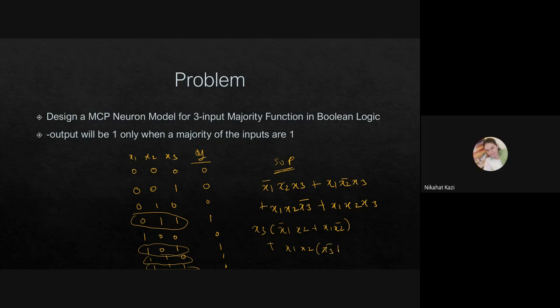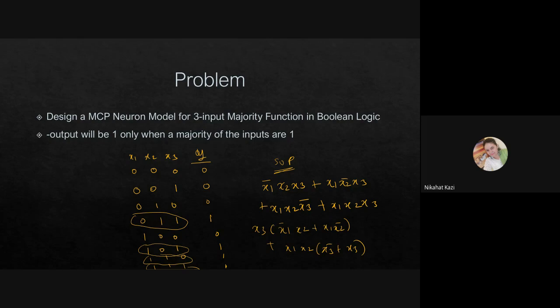x3 bar plus x3. What is x3 bar plus x3? It is 1, right? Always true. Can you simplify further? You have to use that concept of simplification. Whatever tricks you can adjust, I mean, add some term, you can do that. Otherwise, you can use the same equation that you've got to design it. But if possible, you can simplify it.